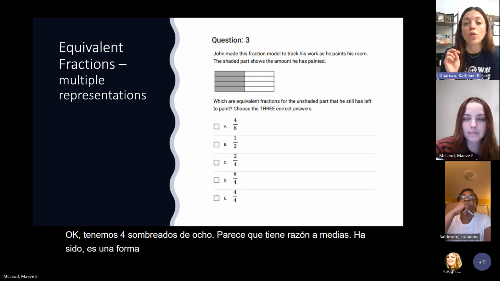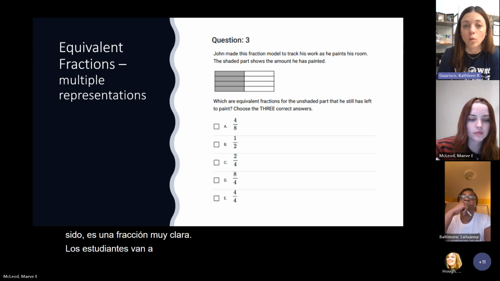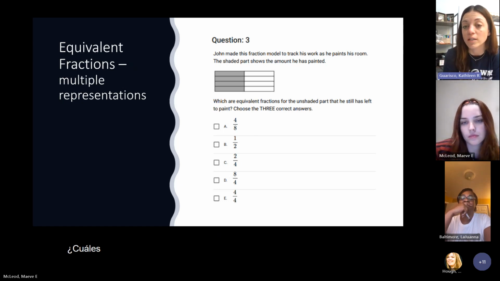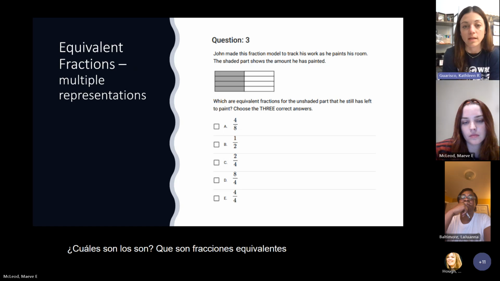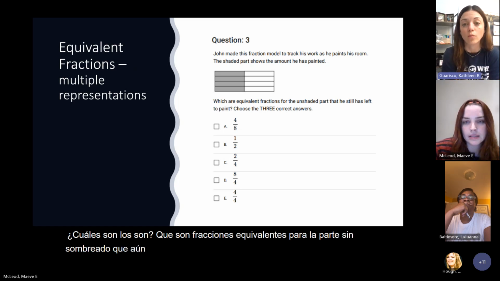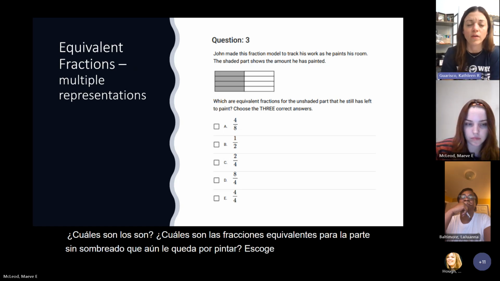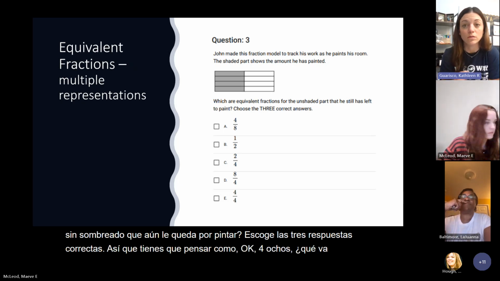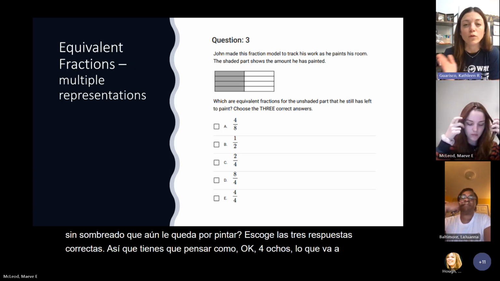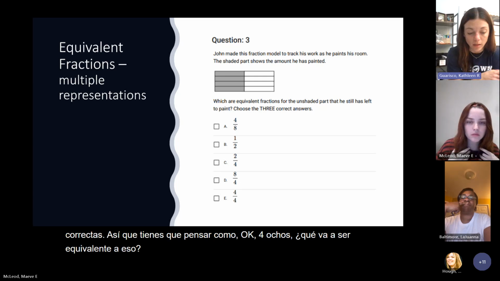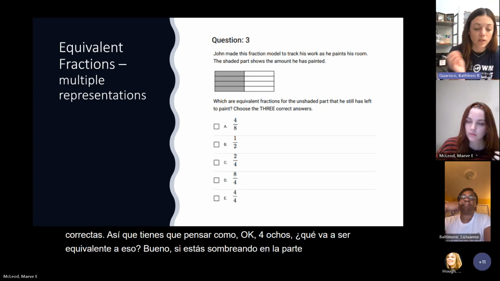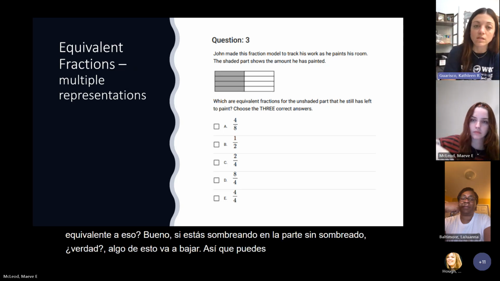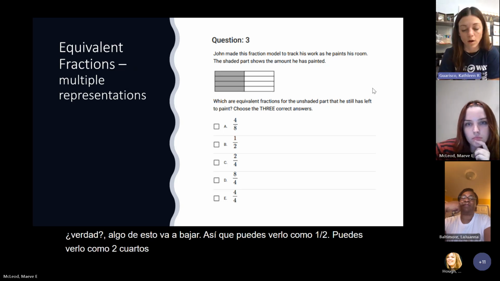Students are going to have to choose 3 correct answers for this. So which are equivalent fractions for the unshaded part that he still has left to paint? Choose the 3 correct answers. So you've got to think, okay, 4/8, what's going to be equivalent to that? Well, if you're looking at the unshaded part, some of this is going to go down. So you can look at it as 1/2, you can look at it as 2/4, and of course you can see it as 4/8.